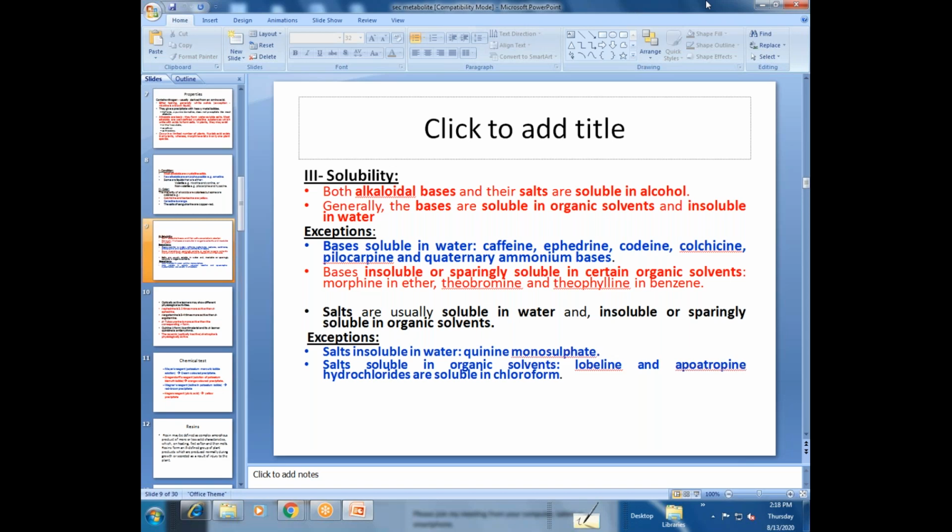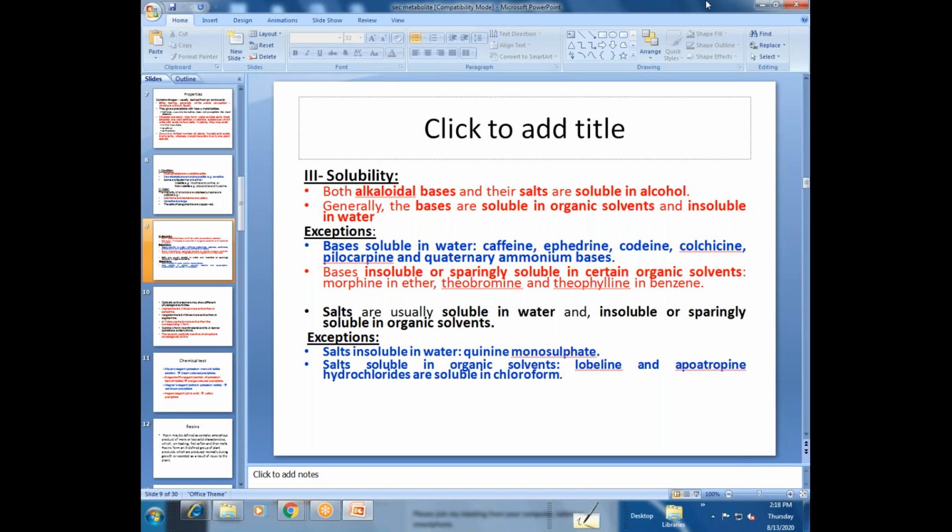These are the few exceptions I'm giving. First, you write off the solubility and write the exceptions. Bases are soluble in water. Instead of that, you can write exceptions like bases are soluble in water. Exceptions: caffeine, ephedrine. Bases are insoluble or sparingly soluble in certain organic solvents. These are the few exceptions which are not soluble at all.